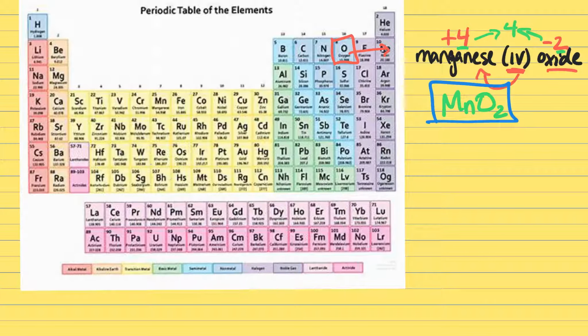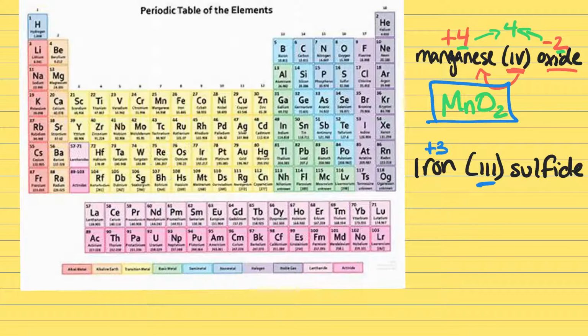And just to go through one more example, let's say we have iron(III) sulfide. So we want to write the chemical formula for iron(III) sulfide. This is our charge, it's a +3. Sulfide, if you look at the periodic table, is right here. We see that it's only 2 away from argon, so it will have a -2 charge.